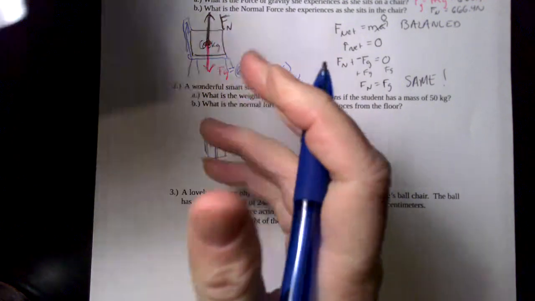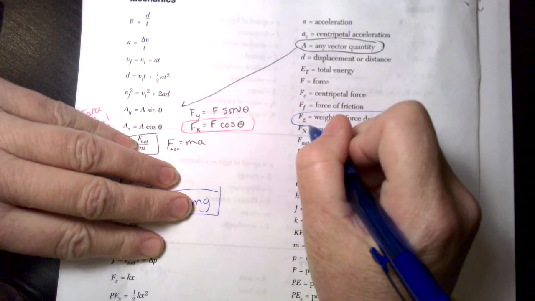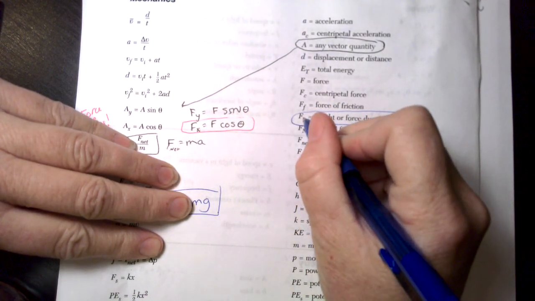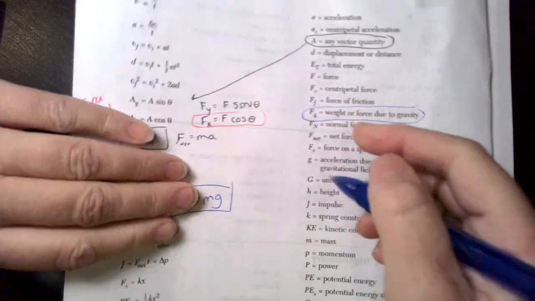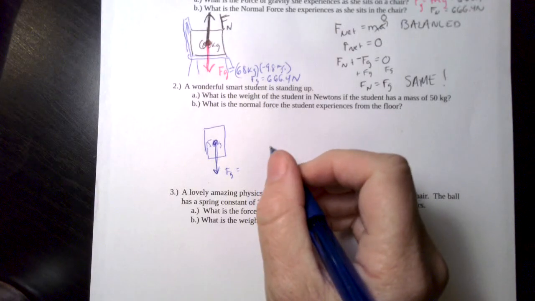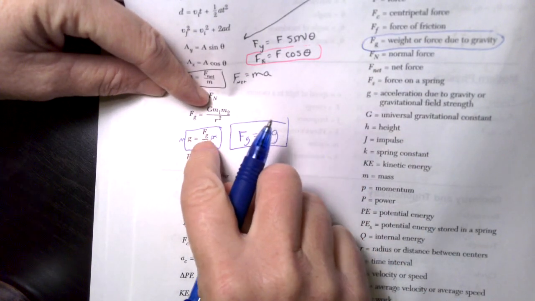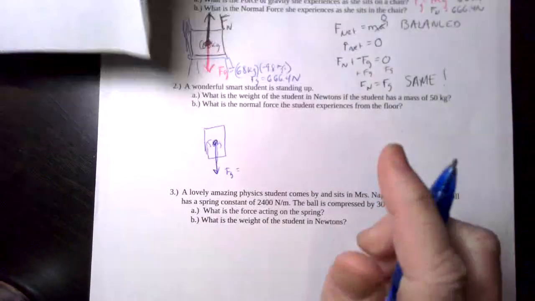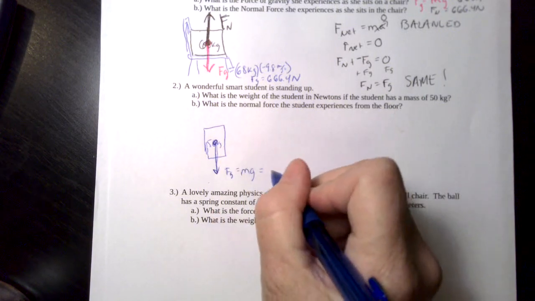How do I know that? That's my handy dandy reference table. Booyah! Force of gravity, Fg. Weight or force due to gravity. There you go. That's how you know. What is that number? Right there. And I rearranged that to make it look useful. I just got to put this stuff right here.